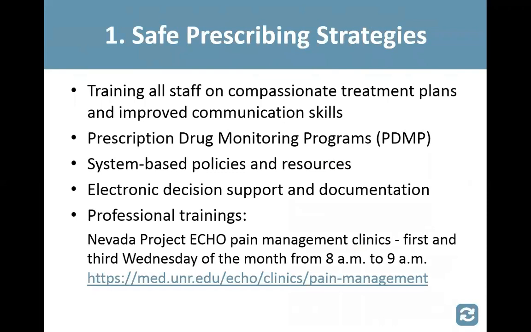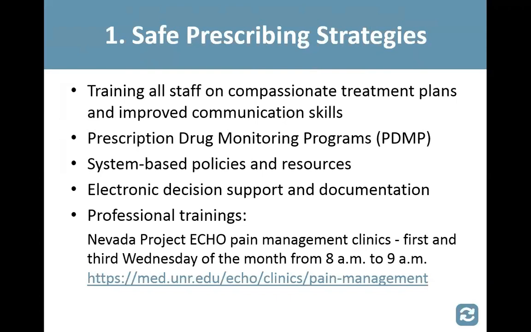I'll go through this, and most of the slides will have some examples, but I don't want to spend too much time because I know we want to really get to questions and answers at the end and begin to engage on next steps. But I'm just going to take a few minutes to go through each of those six categories. As I said, safe prescribing strategies, we've heard a lot about this: prescription drug monitoring programs, making sure that there are electronic systems in place across electronic health records, training.